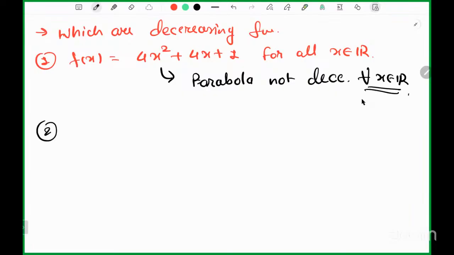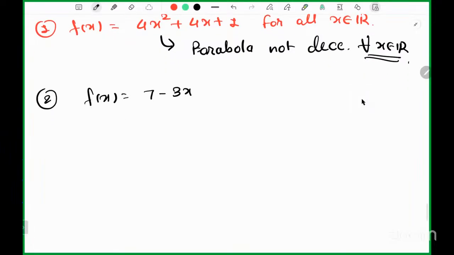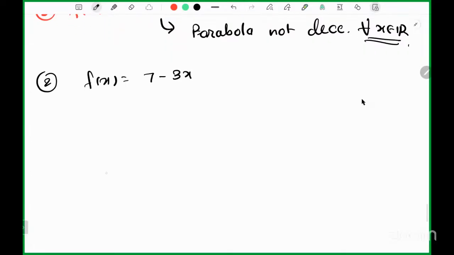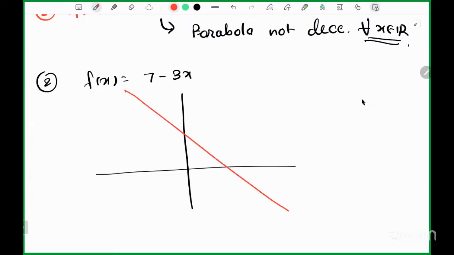Now the second option says f of x is equal to 7 minus 3x. Here also you can draw the graph. This will be a straight line, the line y is equal to minus x shifted up by 7 units. It's a straight line with y-intercept (0, 7), and the x-intercept will be 7 by 3. So this is the line passing through (0, 7) and (7/3, 0).